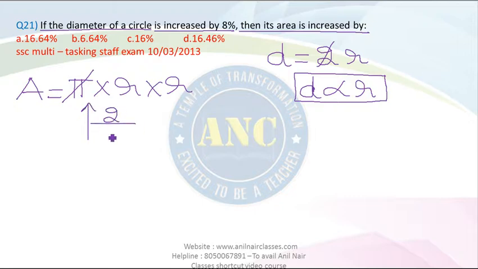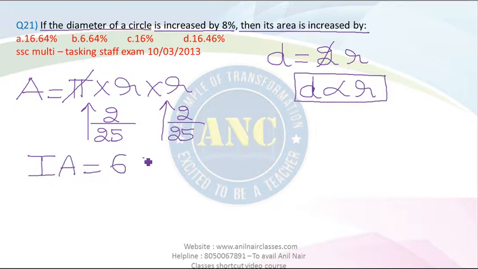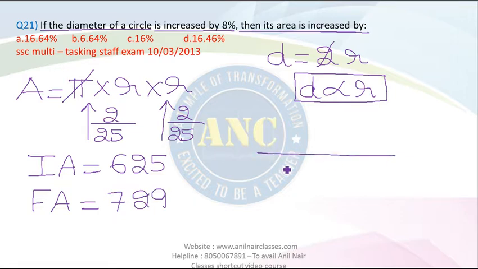This will increase by 8%. 8 by 100, 4 into 2, 4 into 25. This also increases by 8 by 100. It is 2 by 25. So initial area is denominator into denominator, 25 into 25 is 625. Final area is from 25 there is an increase of 2, it becomes 27. Again from 25 there is an increase of 2, it becomes 27. 27 into 27, what is 27 square? 729. That means initially it was 625. 625 is becoming 729. There is an increase of 104.